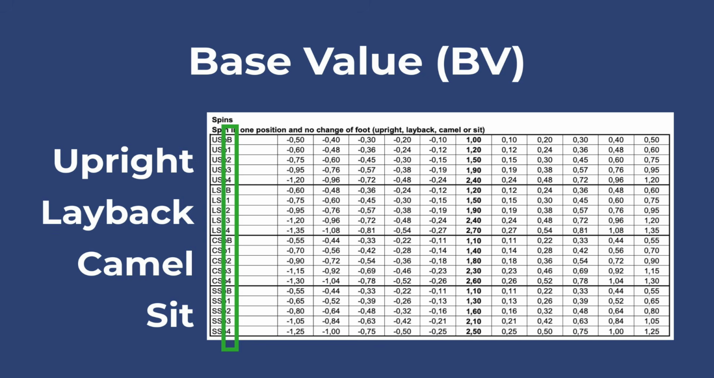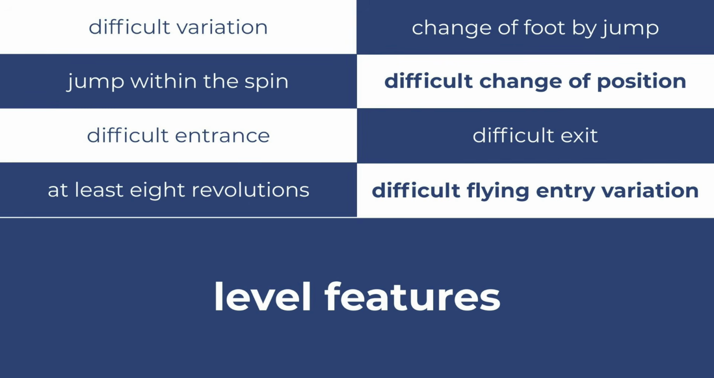Besides the type of the spin, the base value is also determined by the level, which goes from basic all the way up to 4, with level 4 having the highest base value. These levels are awarded based on the following level features. A difficult variation, meaning the movement of a body part which requires more physical strength or flexibility and has an effect on the balance of the main body core. A change of foot executed by jumping. A jump within a spin without changing the foot. A difficult change of position on the same foot. A difficult entrance. A difficult exit.